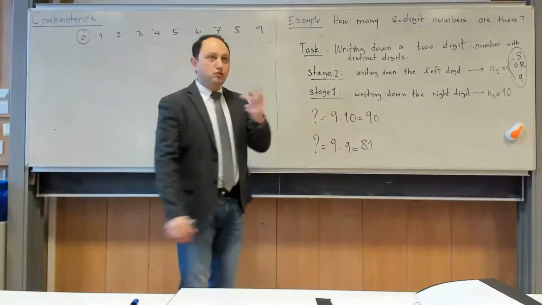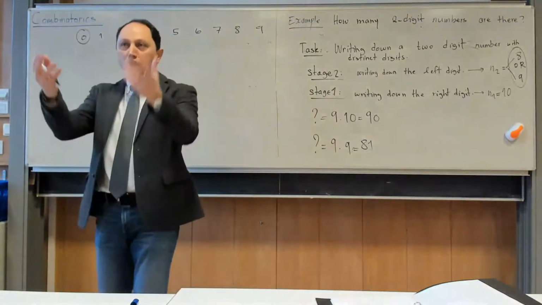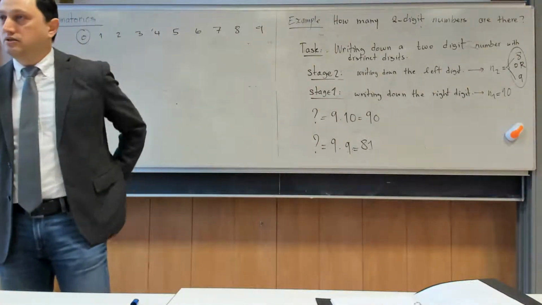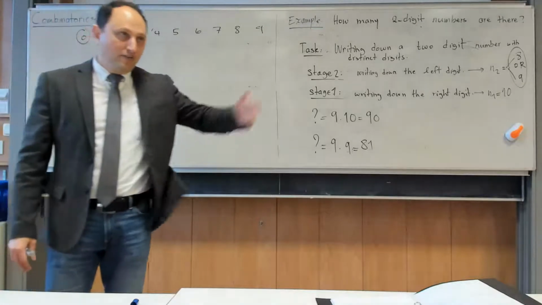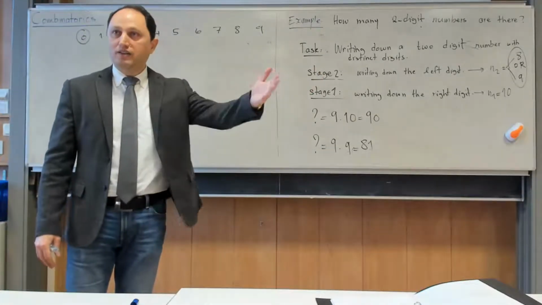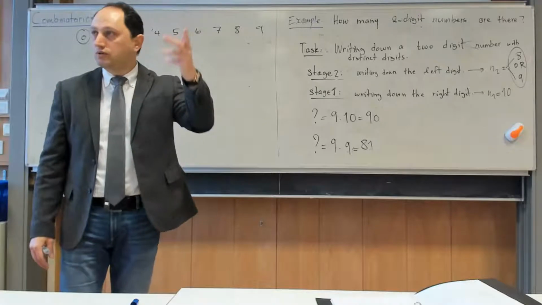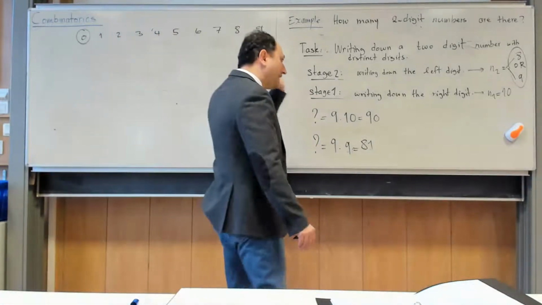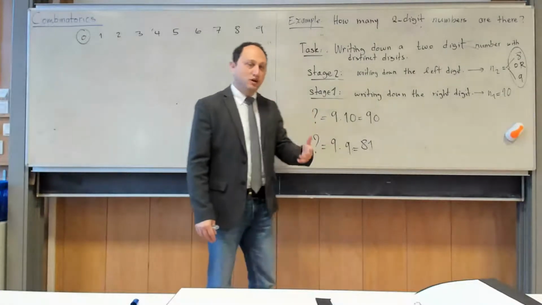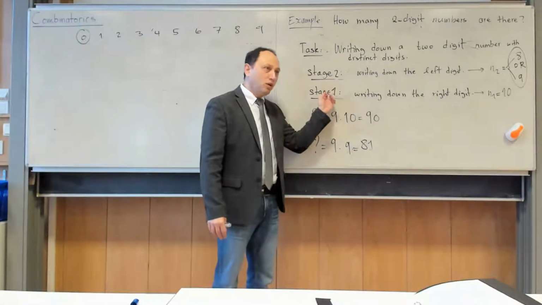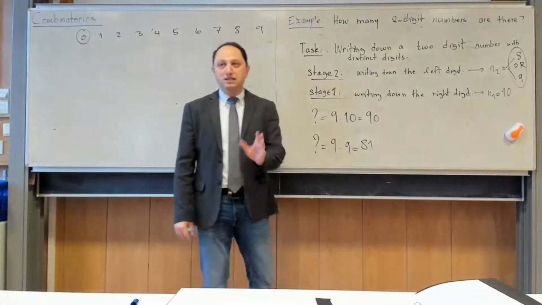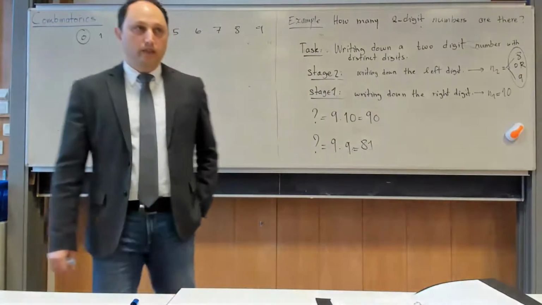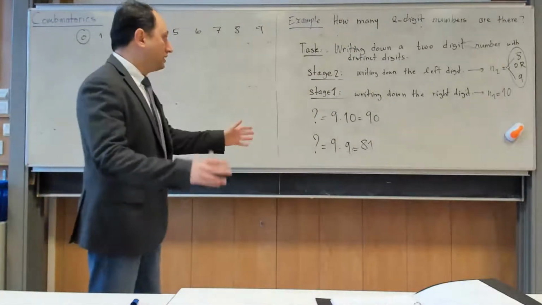So if I want to write a 2-digit number, which one of these digits has more limitations? The left-hand side digit, because the left-hand side digit cannot accept 0. But the right-hand side digit doesn't have any problem with that. So if that is the case, this is my advice, that you use that one as stage 1. This makes it a little bit easier. Is that clear? So we learned about that.